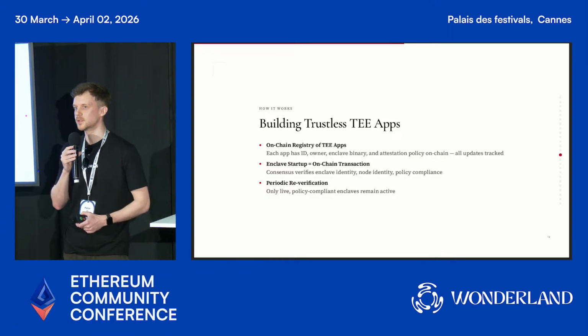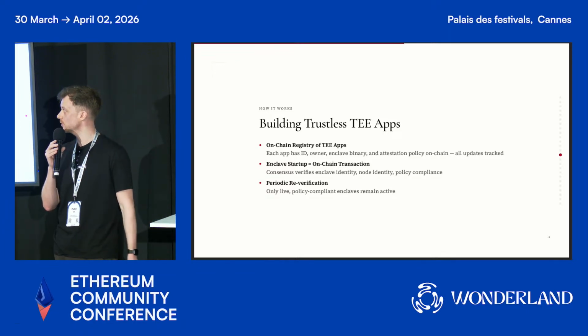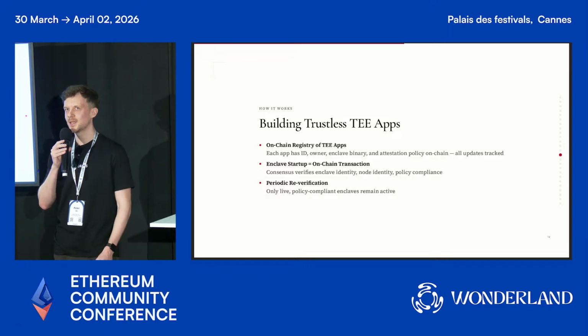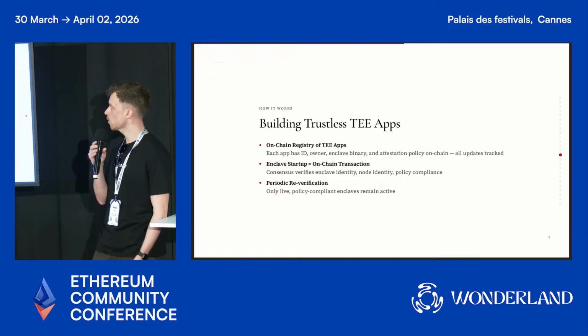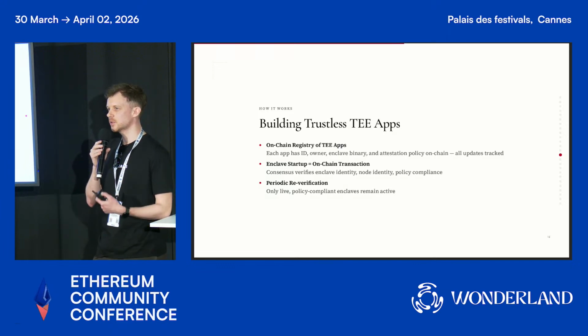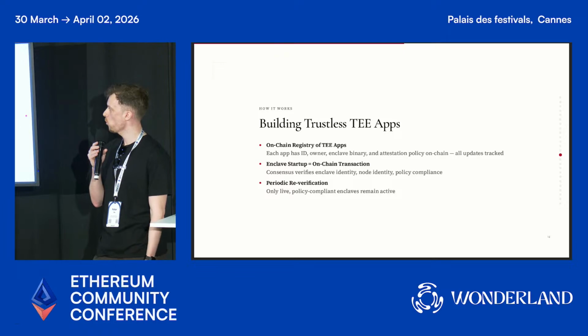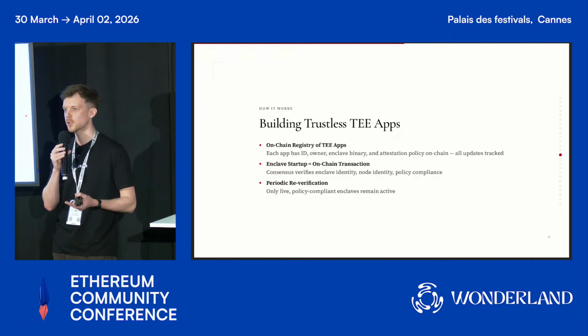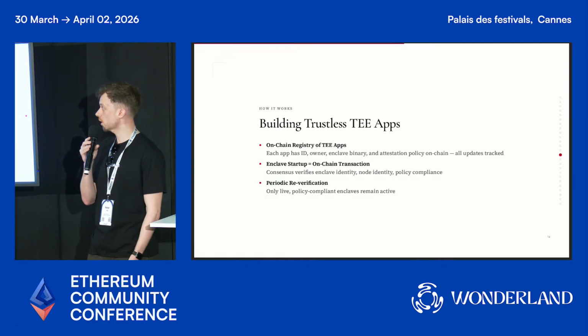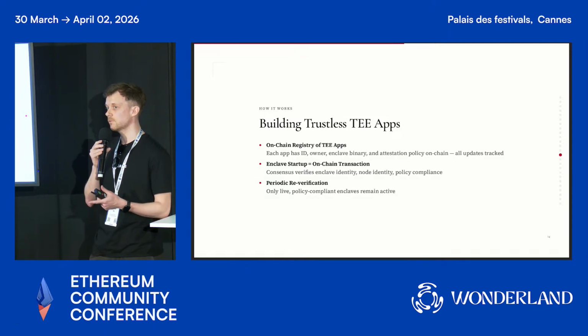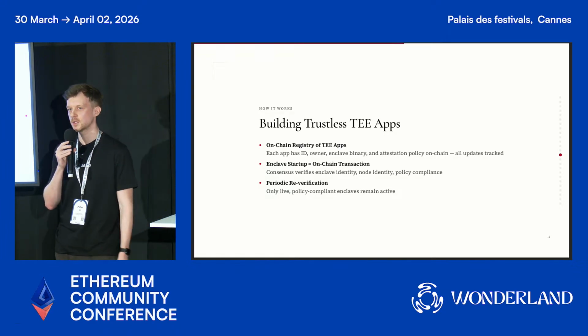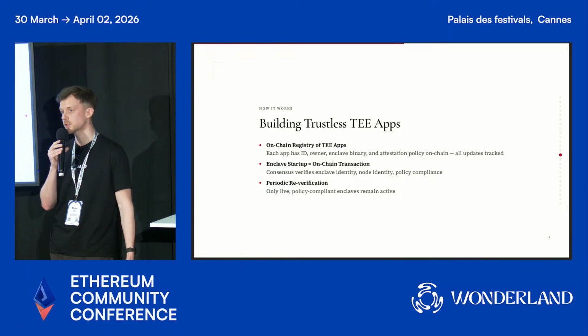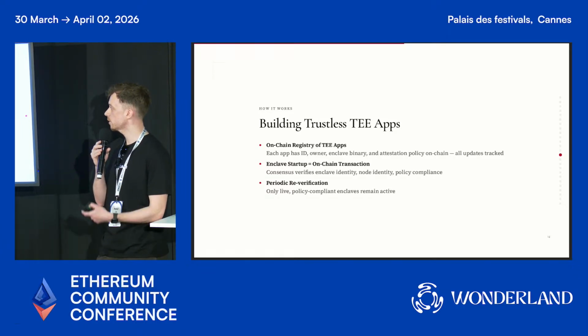So once we have this, like our Oasis network or some other network that has a verified on-chain root of trust, we can start thinking about how we use this to build trustless applications that actually do something useful. So at minimum, we need an on-chain registry of the applications, where each app should have an ID, an owner, and the currently approved code measurement. We should track updates and ideally also all enclave starts on-chain, so the user can see the history. They can see what the previous versions of the code were. They can actually see how many instances of the application are running currently. And this should be done periodically.